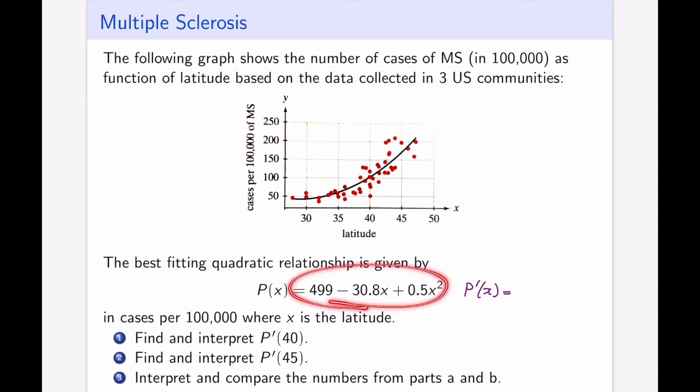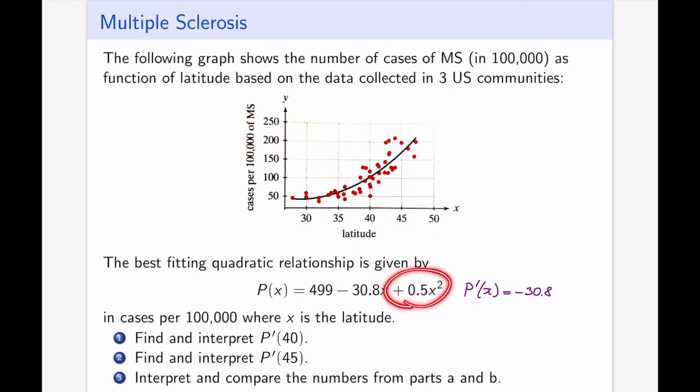Here's my function. I'm not going to include every single step here. We've seen enough very detailed calculations. Let me skip a few steps. If I'm going to take the derivative of this, I know that the derivative of a constant is 0, so this will simply go away. I've already seen enough examples to know that the derivative of a constant times the variable is simply the constant itself, so minus 30.8.